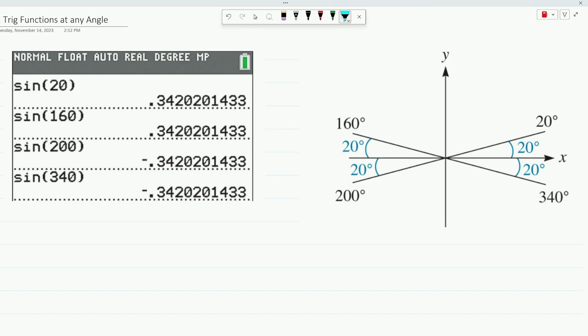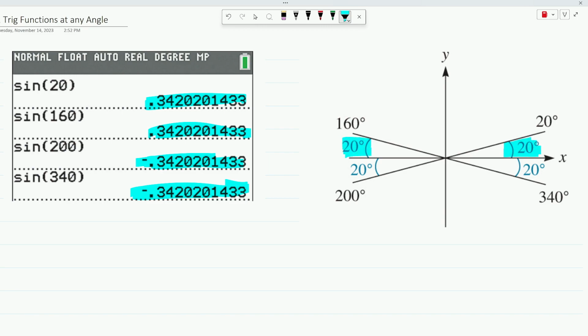But the thing to remember here is this. Notice when we evaluate the sine of 20, we get 0.342. The sine of 160 also is 0.342. Sine of 200, negative 0.342. And finally, the sine of 340 is negative 0.342. So if you look at these four results, they're all the same except for the sign. And the reason for that lies right here.